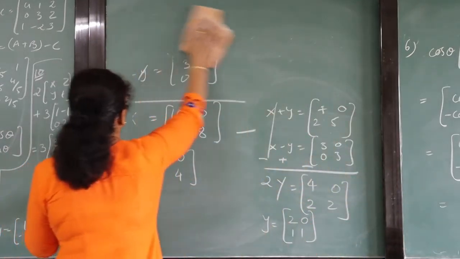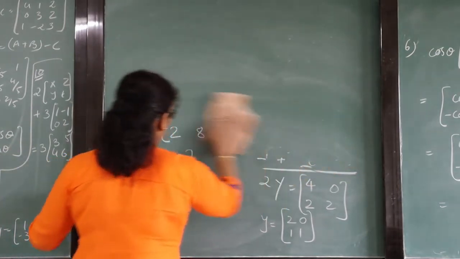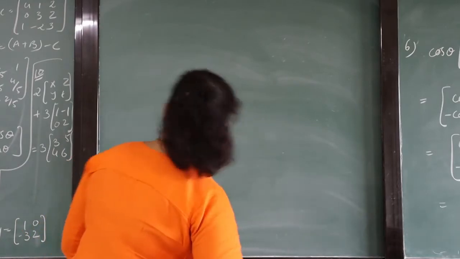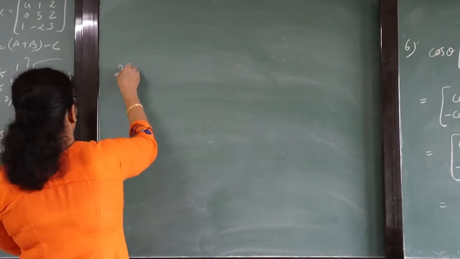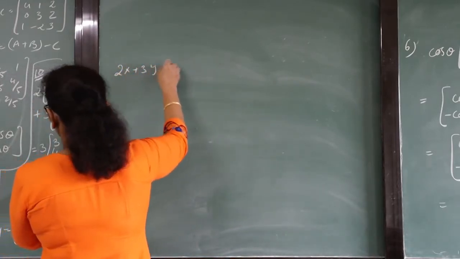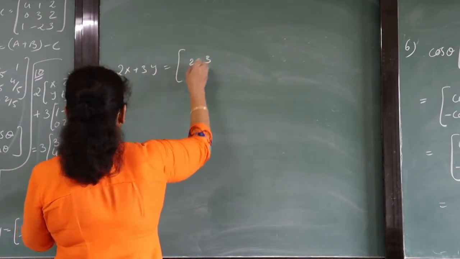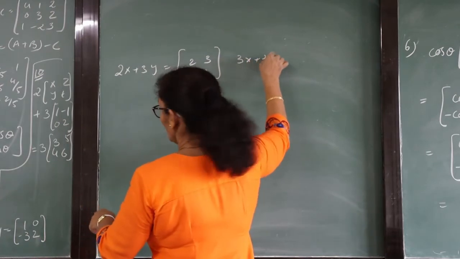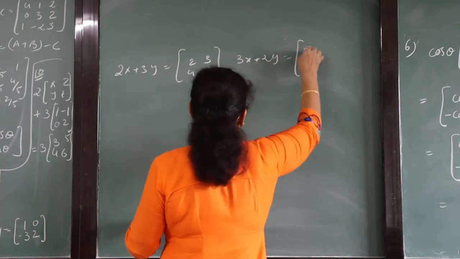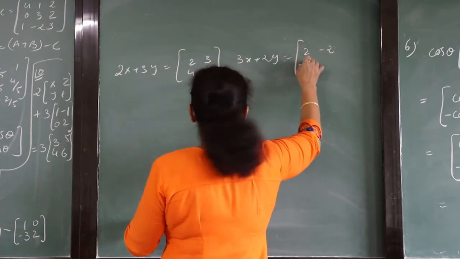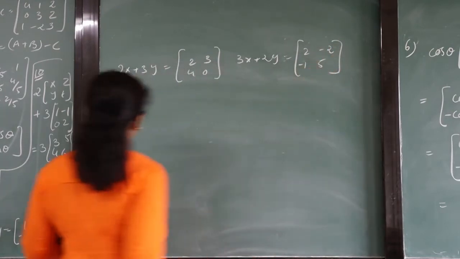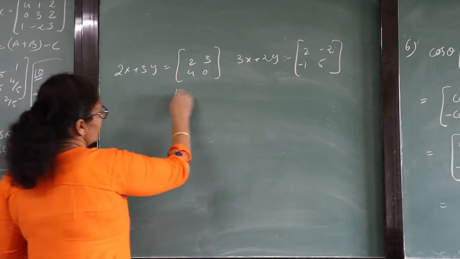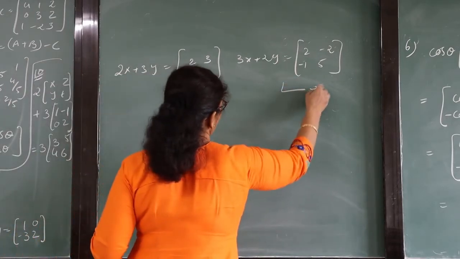Same way, your 8th question is also given, but the numbers are not given with x and y. It is given with 2x and 3y. 2x plus 3y is 2340. And second equation, 3x plus 2y is 2 minus 2 minus 1 and 5. Now check these two equations. If we want to remove y, your first equation, this is your second.